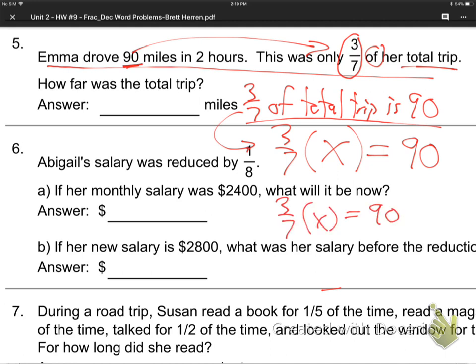Now, how do I solve for X? X is going to be total trip. That's what they're asking me for. If I could just get my hands on X, I'm done. What do you do to solve that equation for X? What's that? Get X by itself. And how am I going to get X by itself?